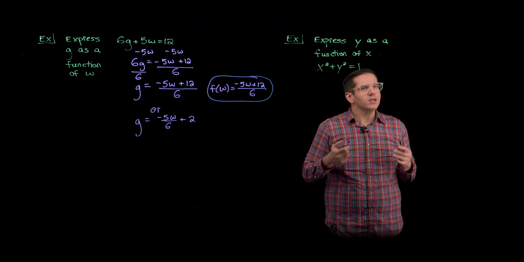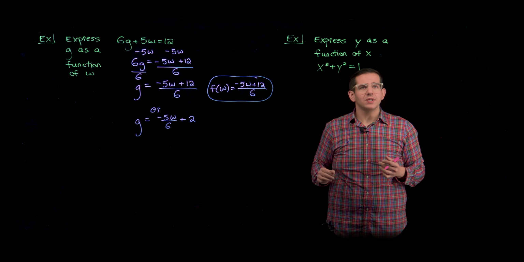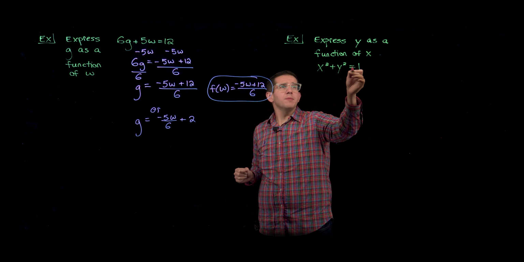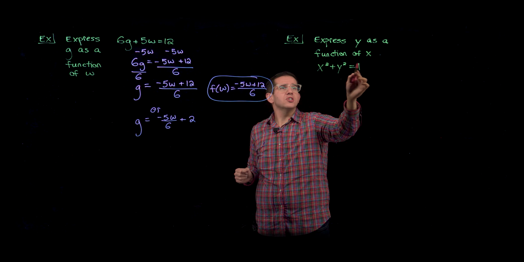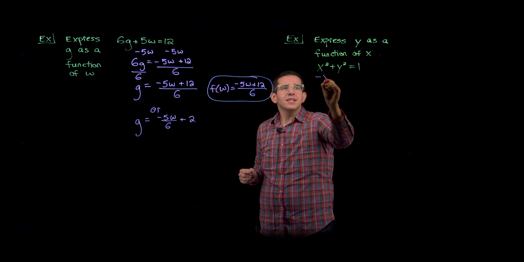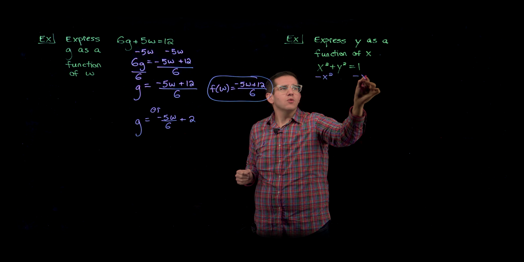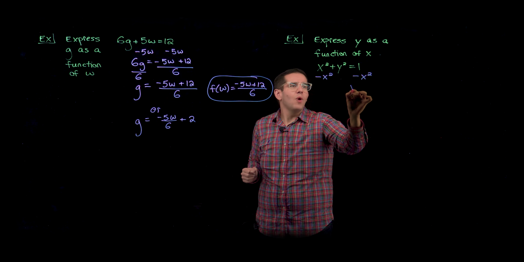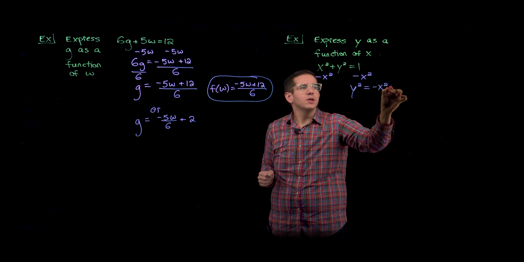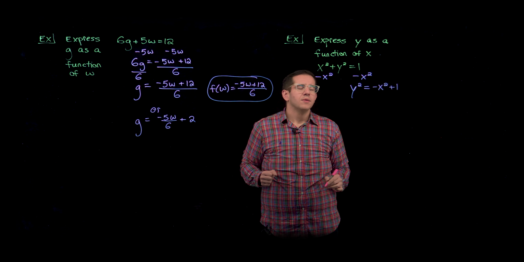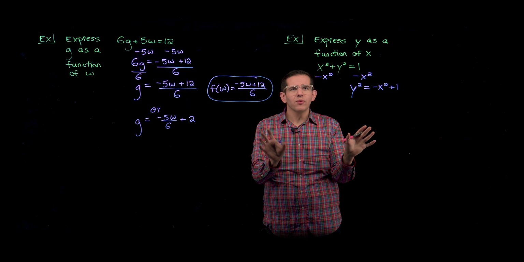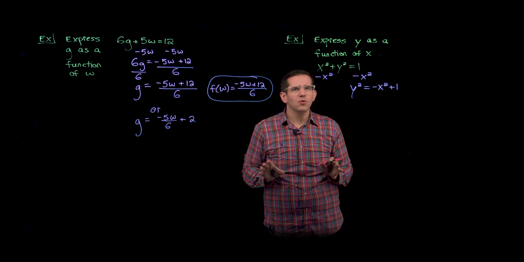This one shows a little bit of a tricky thing that can happen with these types of problems that you need to be aware of. If we begin expressing y as a function of x, that means get y alone. We'll subtract x squared from each side of the equation to get y squared equals negative x squared plus 1. To get y alone at this point, we need to apply the square root function to each side of the equation.